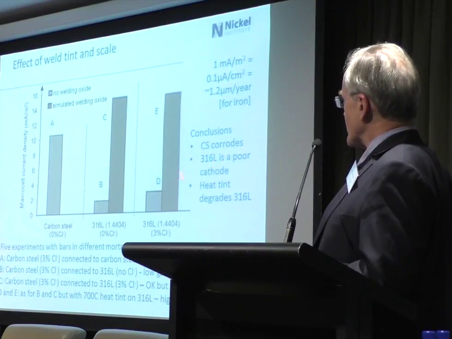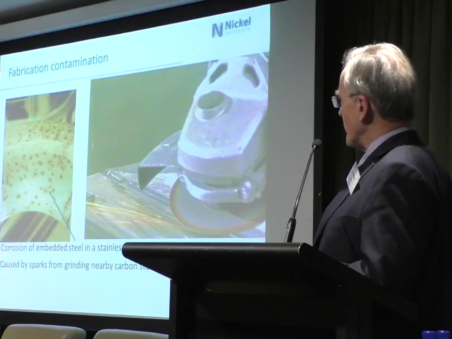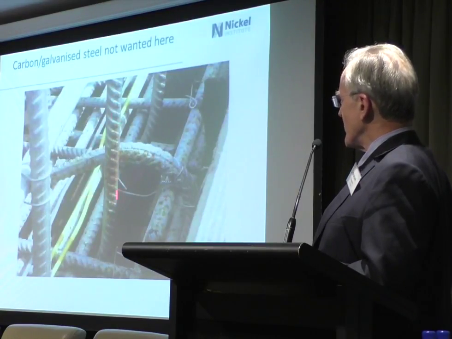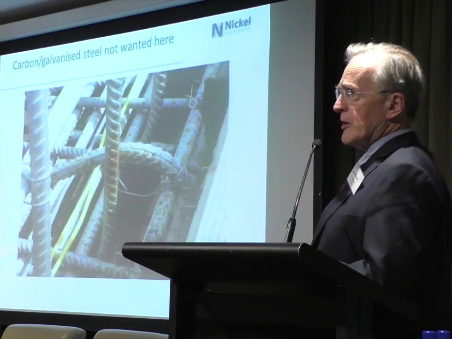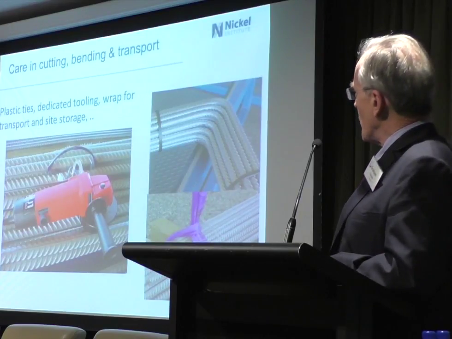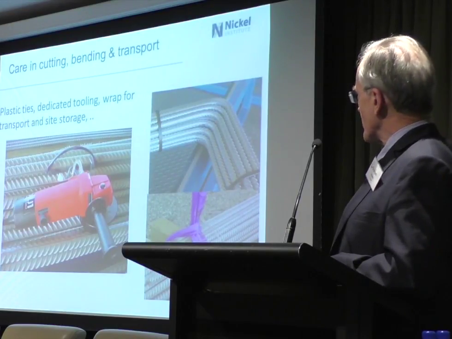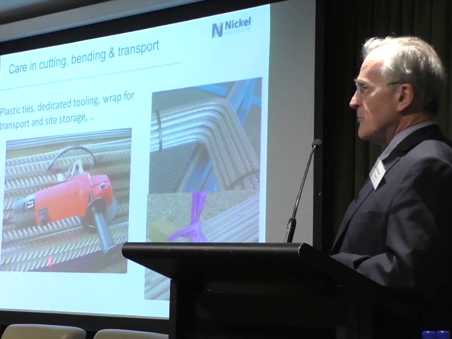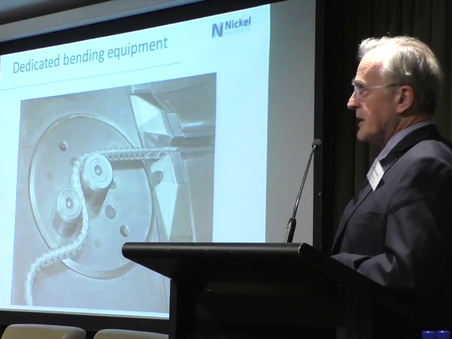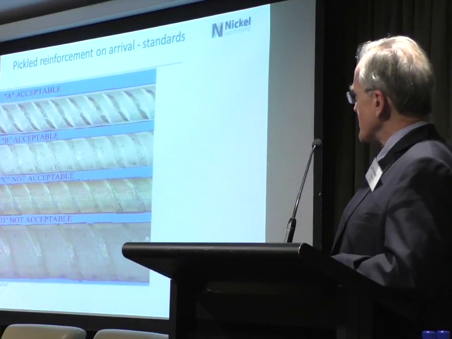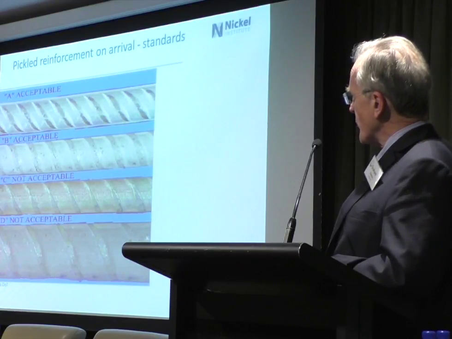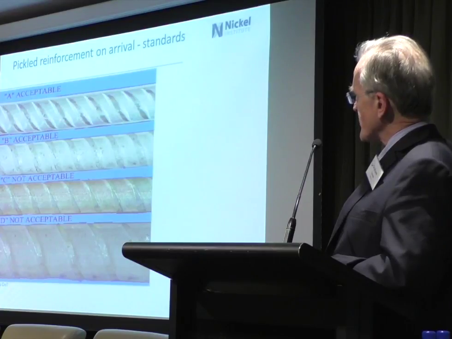So 316 is a poor cathode, and I've talked about that before. Make sure you don't do that sort of thing, because it winds up like that, and you proceed to get pits and stuff all over your stainless steel. If you've ever looked at the Armanox things, or the Duranox and so on, dedicated tooling tied up with plastic, dedicated tooling again. This is from the Ontario DOT, their quality control inspection of reinforcement coming in.